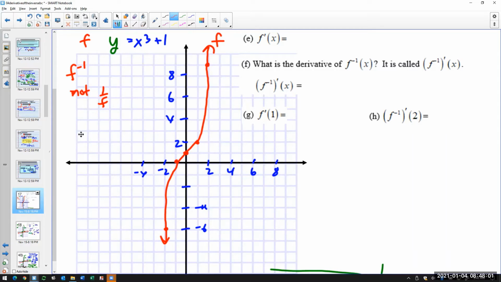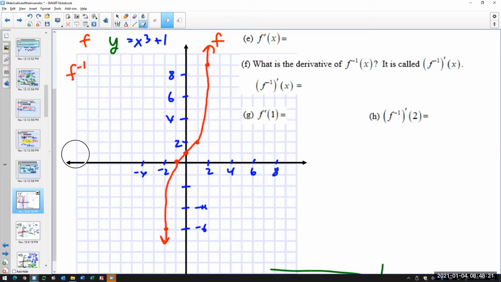Whereas if you have like 3 to -1, that's 1/3. Does that make sense? Because 3 is not the name of your function. Or if you had x to -1, a lot of times that's 1 over x. But x is not the name of your function. If the name of your function is to -1, that's not equal to 1 over f. Okay, you guys good with that? So make sure you understand notation.